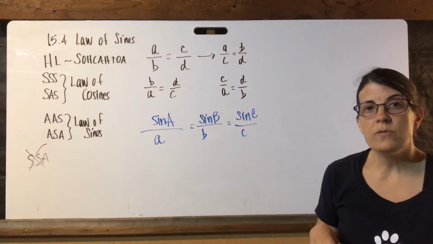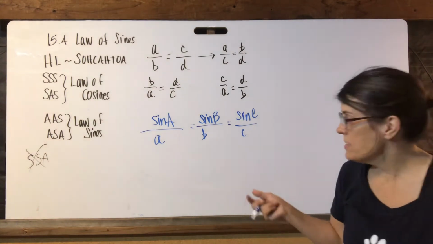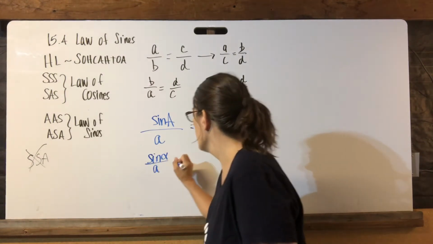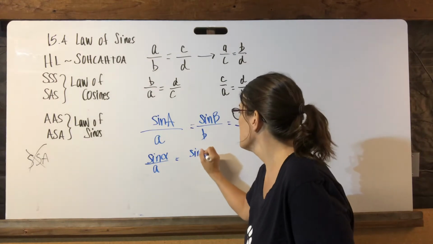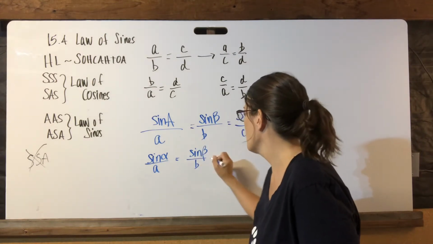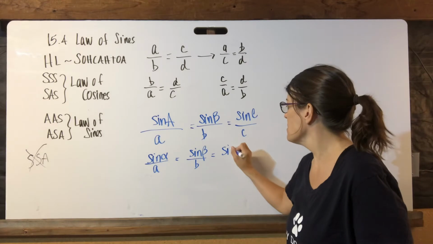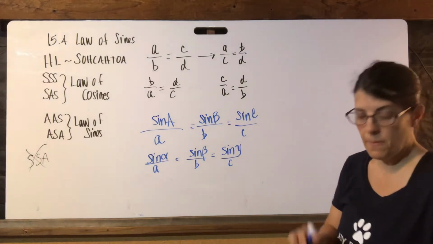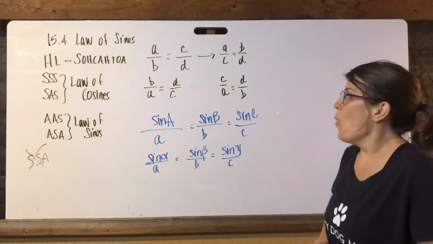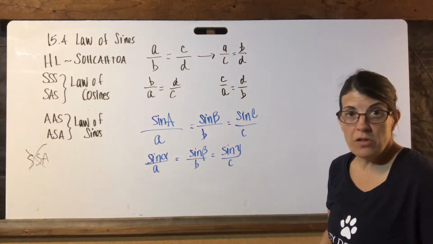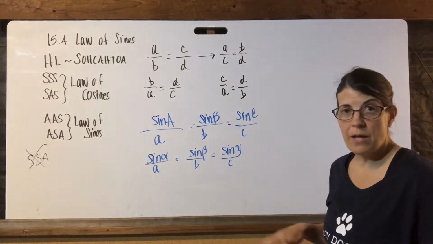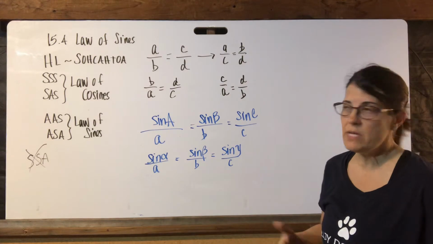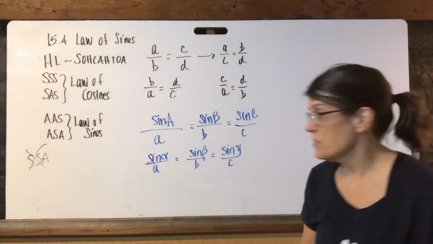Also, I like to use alpha, beta, gamma instead of A, B, C. So the sine of alpha over A is equal to the sine of beta over B, which is equal to the sine of gamma over C. Wow, so much easier than the law of cosines, no doubt about it. I'll show you though why law of sines can't always be used. Let's start with when it can be used.